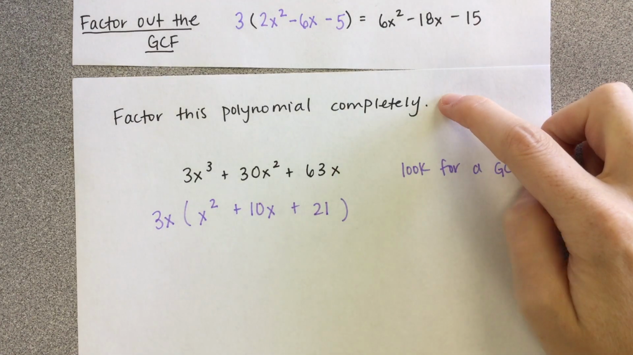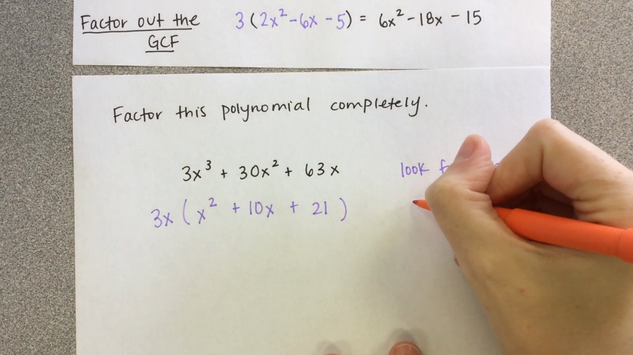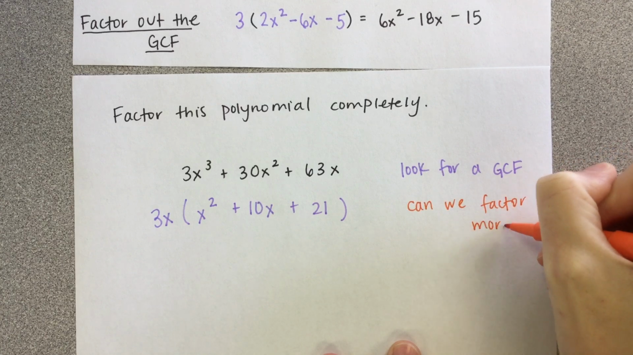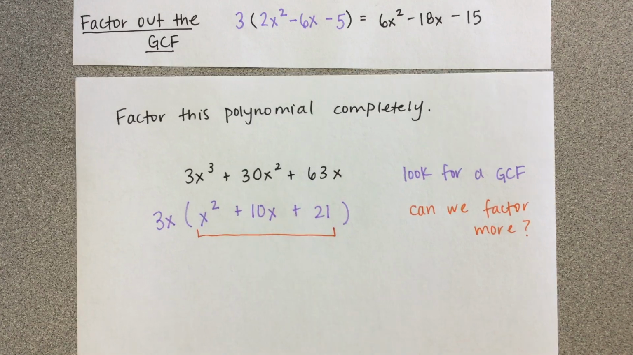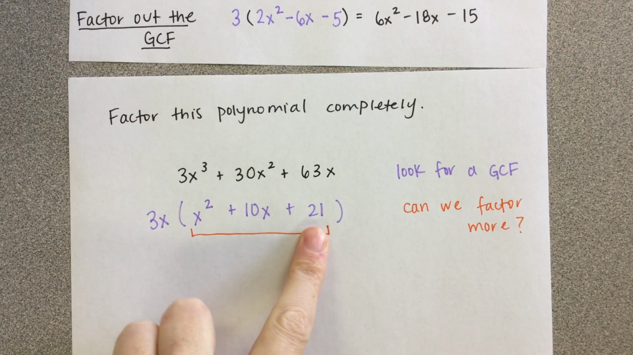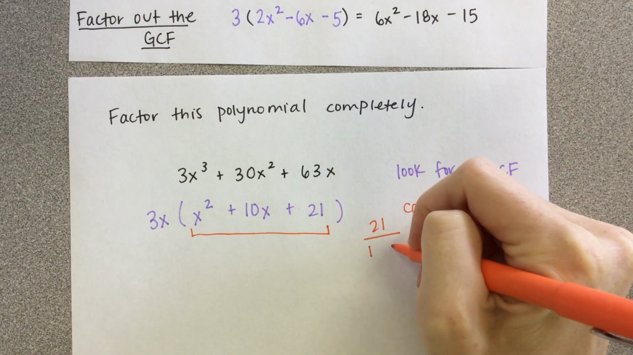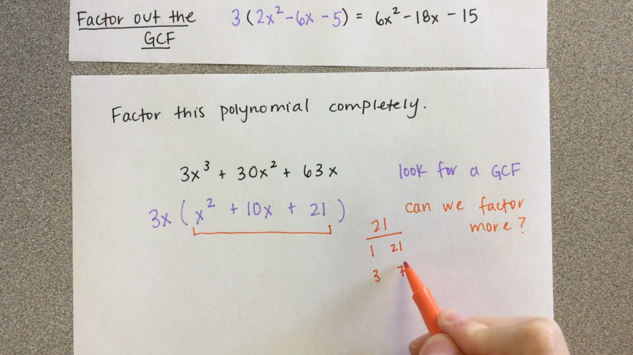Okay, remember our directions had factor this polynomial completely. So now that we're here, let's ask ourselves, can we factor this anymore? Can we factor more? And maybe you are noticing that in class, we have factored things that look like this. We can continue factoring this polynomial. And so to factor this part that's in the parentheses, we need factors of 21 that add to 10. So if we list out our factors of 21, 1 and 21, 3 and 7. Oh, well, 3 and 7, those add to 10, right?